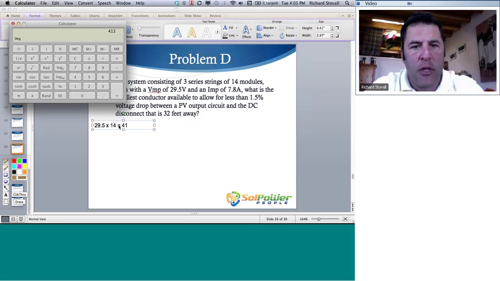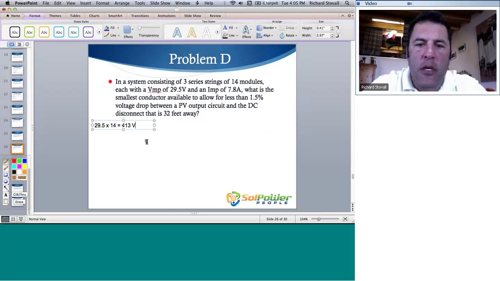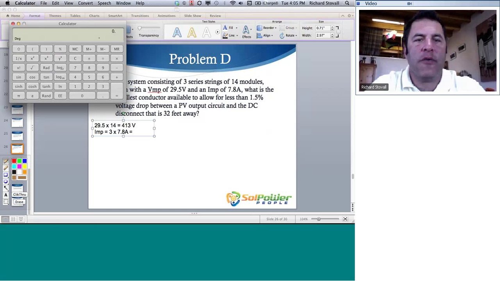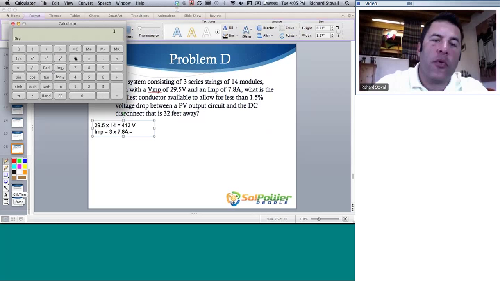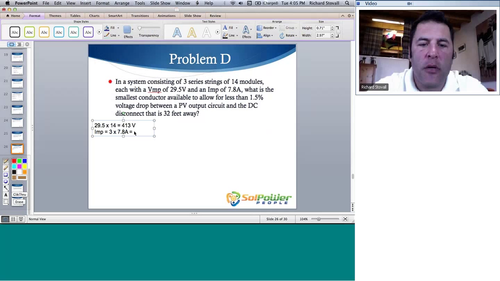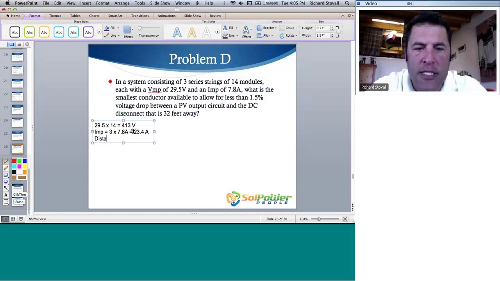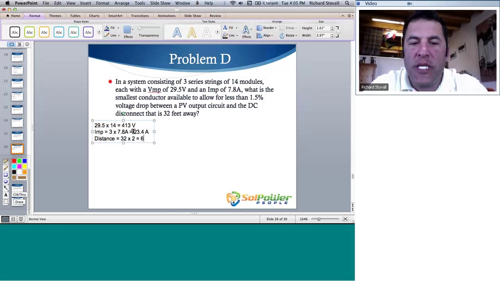Okay? And our IMP is equal to, okay, so the PV output circuit is 3 times 7.8 amps, which is equal to 23.4. So that's our current, okay? And our distance is equal to 32 feet times 2 for the round trip distance is 64, okay?